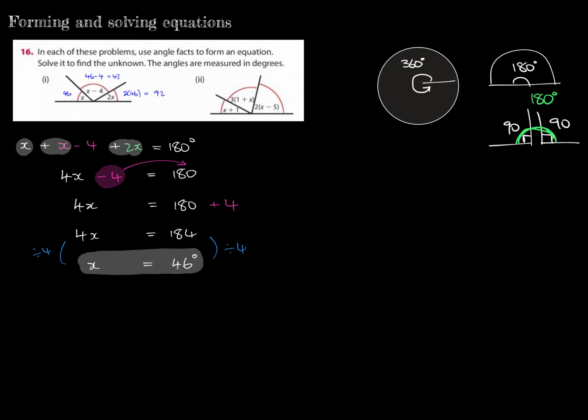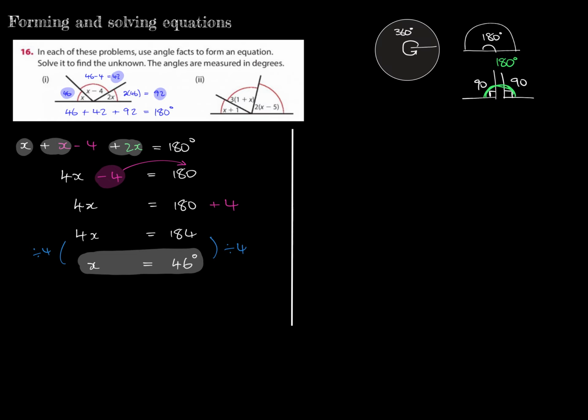So what we can do now is add them together. We're going to take our 46, our 42, and our 92, and if we add them together, we should get an answer of 180. So let's just check if we do. 46 plus 42 plus 92. And sure enough, that gives you an answer of 180 degrees. So we know that our answer there is correct.